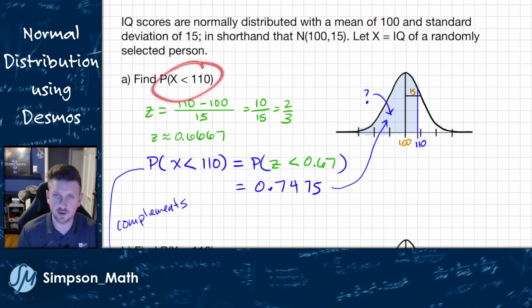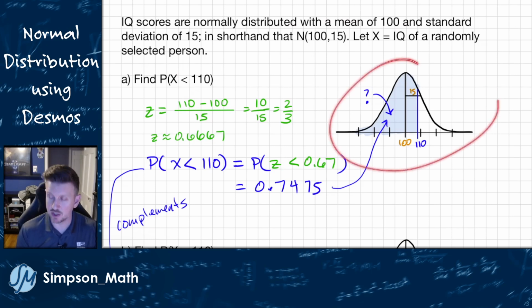So the first one I want to know is, let's say that your IQ score is 110. What's the probability that we get a randomly selected person to be less than 110? One note: I have less than here. I think Desmos uses less than or equal to. When it's a continuous distribution, it doesn't really matter. It's the same thing.